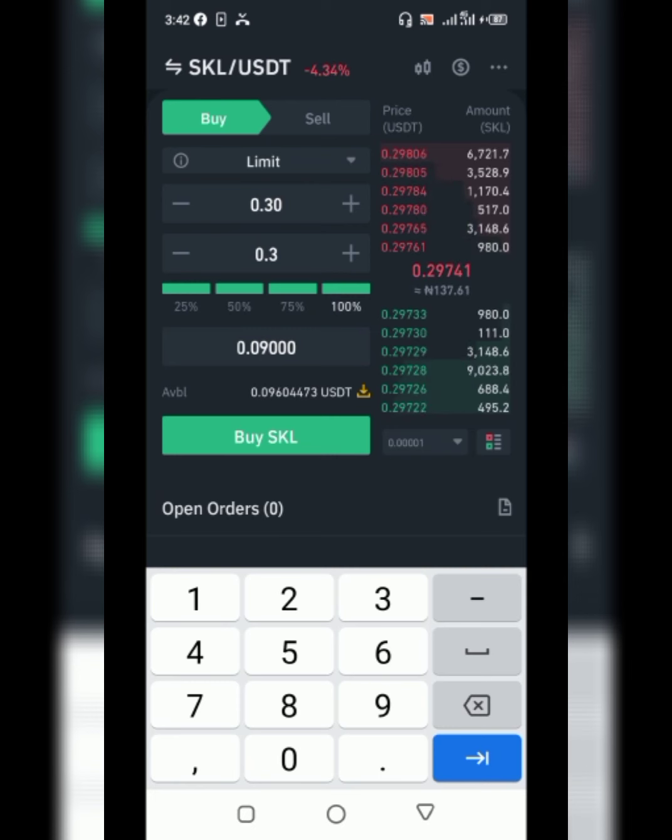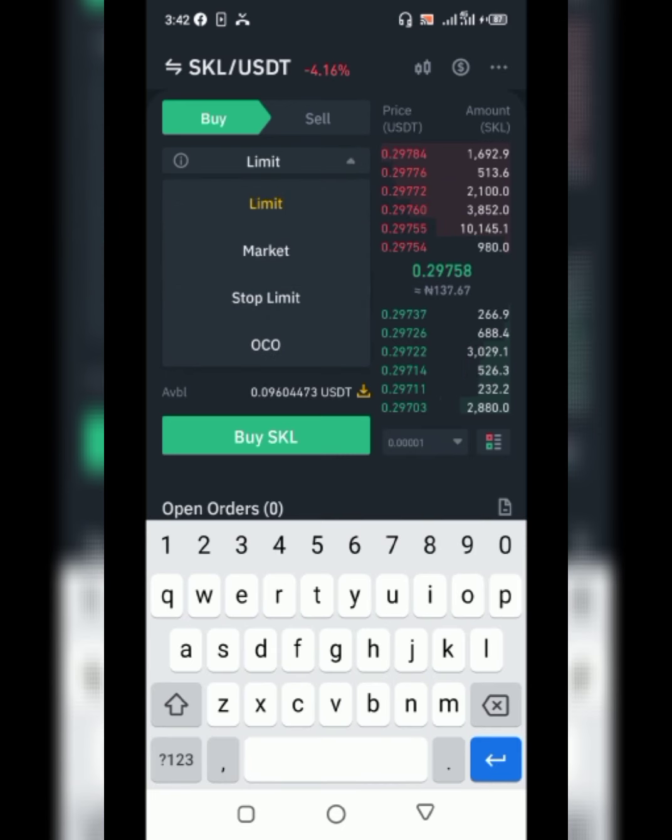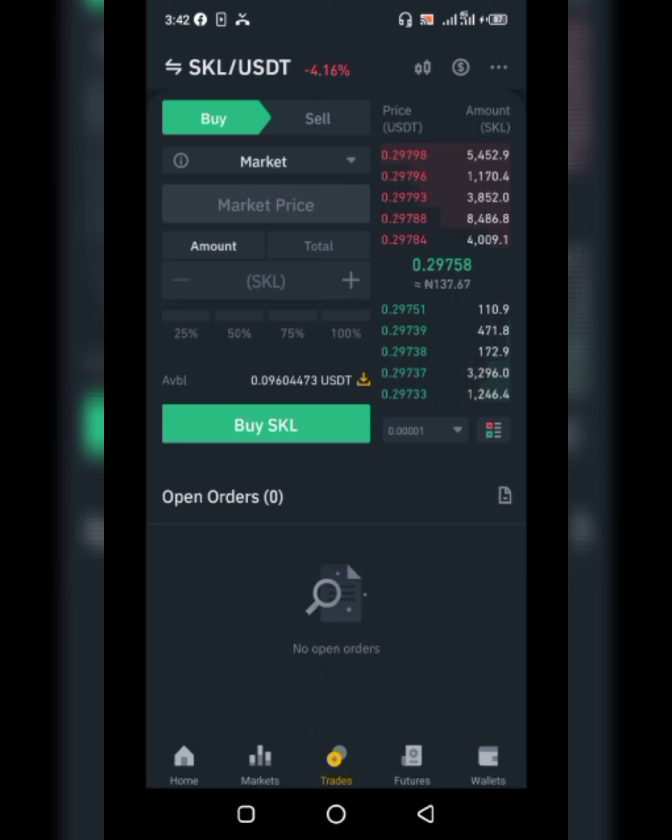So assuming I get to the market and I'm not setting any limit, I click on this drop down menu like this and I select market. Once I select market, I input maybe 25% of the money in my wallet I want to use, or 50% or 75% or 100%. I set it and that's it. You see the amount here. The amount is talking about the amount of SKL I will buy.